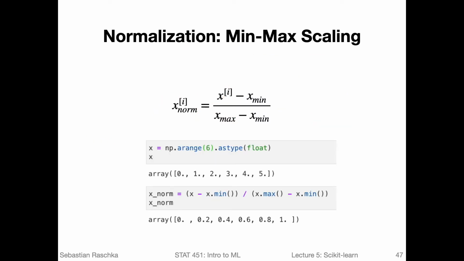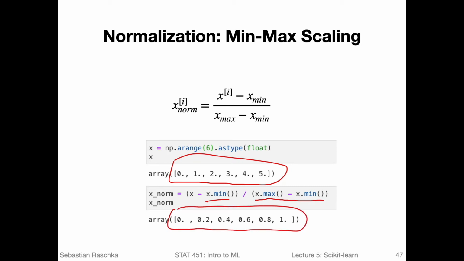So here's a simple example of how that looks like in practice. So imagine our original feature values are the values between 0 and 5. So let's say this is our feature column here. So what we do is we subtract the minimum value and divide by the maximum minus the minimum value. And then you will see afterwards the feature column will be in the range 0 to 1.